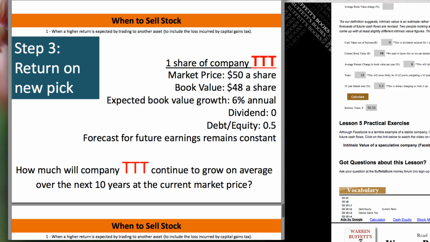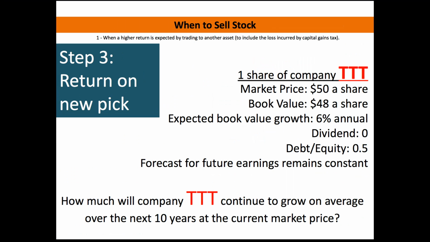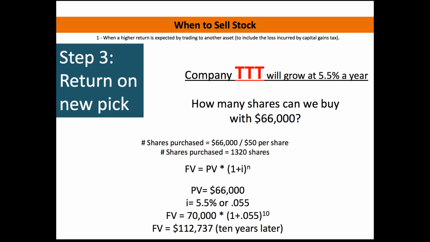Okay, so we answered that question for our step 3. And we now know that if we buy company TTT at the current market price, we're going to make 5.5% annually over the next 10 years. That's what we estimate. Okay, so the final step, we just got to figure out how much will that investment of $66,000 turn into if it grows at 5.5% a year. So we go back to our basic formula. And just so you know how many shares we'd be able to buy, you're going to take your $66,000 divided by your $50 per share, and you'd be able to buy 1,320 shares of the new company.